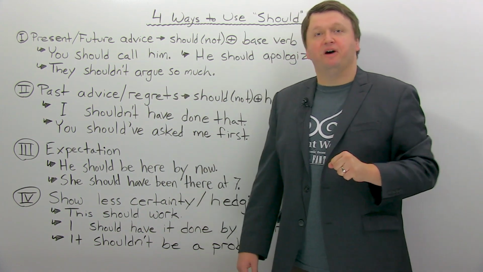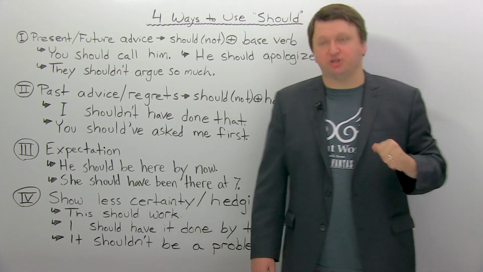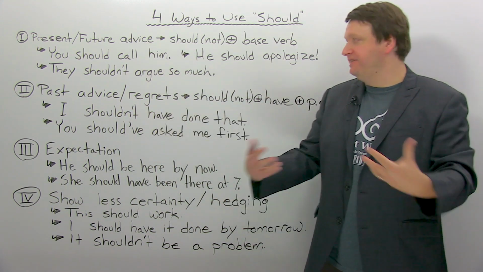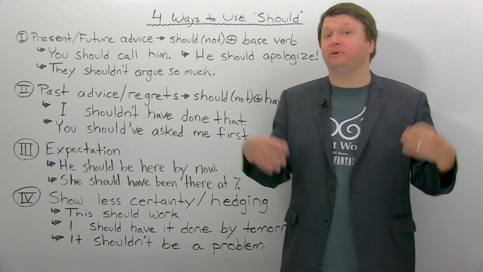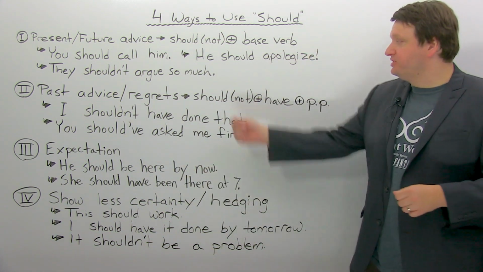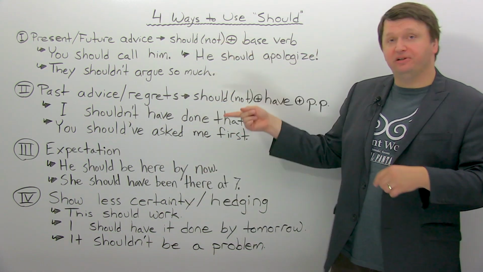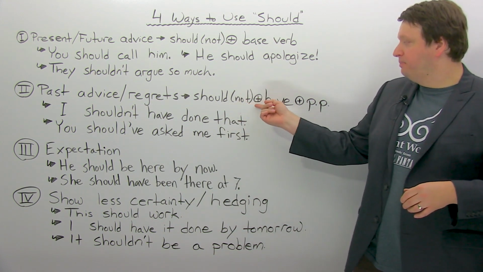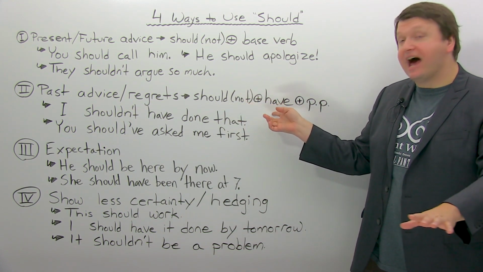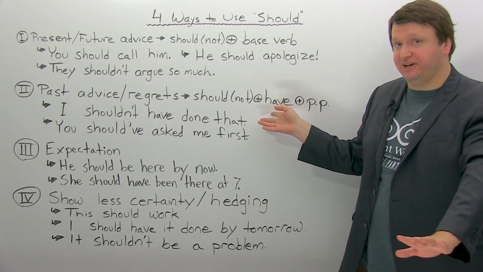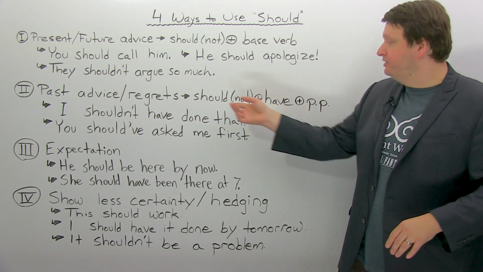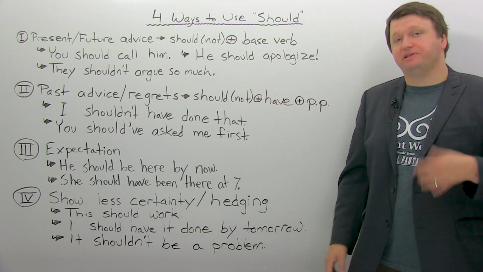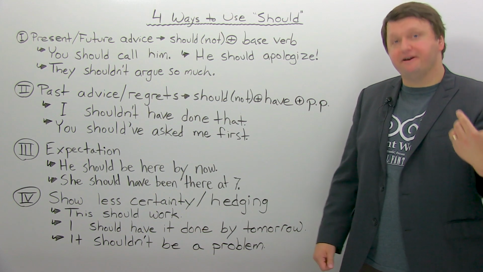All right, let's move on to the second way we use should. Now, here you can use it for past advice or to show past regrets. So the structure for this, just like up here, you have should or should not, if it's negative, plus have. It's always have. It's never has, okay? It's always the base form of have. Should not have, plus the past participle of your main verb.